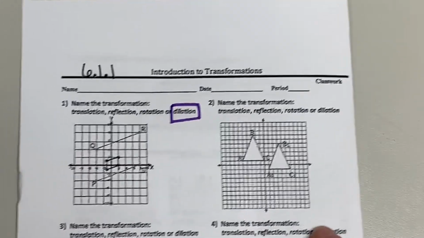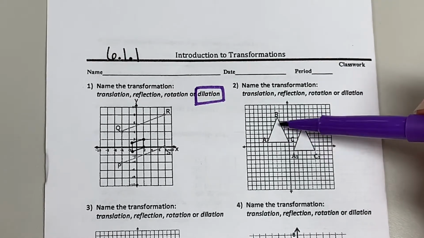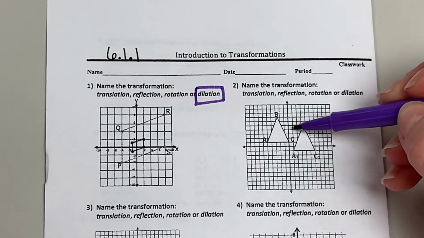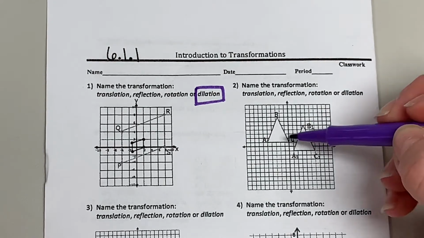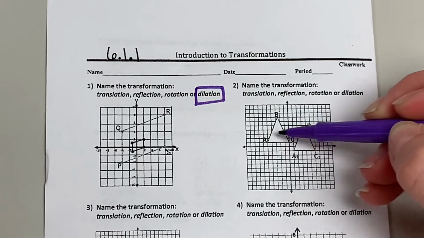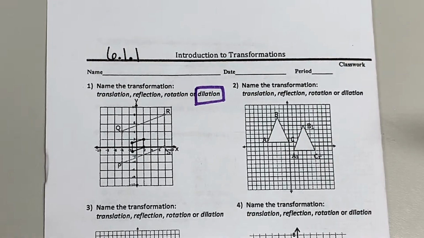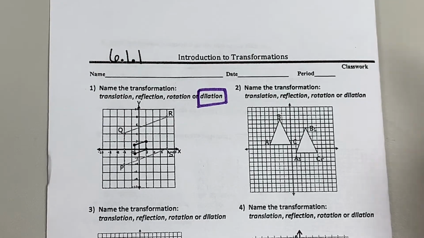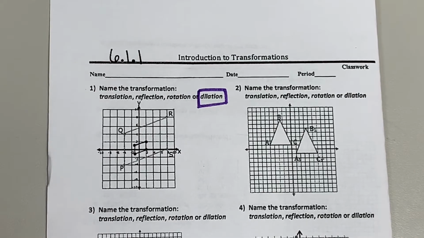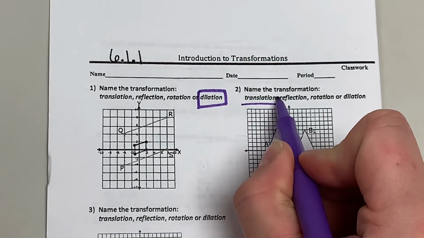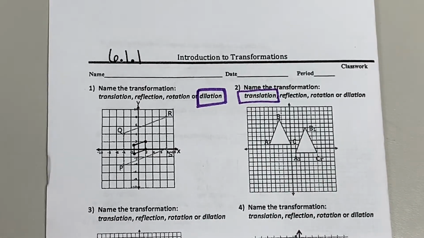Number 2, name the transformation. So let's see this triangle. It actually has slid over and down. So anytime it's in the exact same positioning, A, B, C, A prime, B prime, C prime, they're in the same location. So it did not twist or turn. It did not get bigger or smaller. This is a translation. A translation is when it slides to a new area.